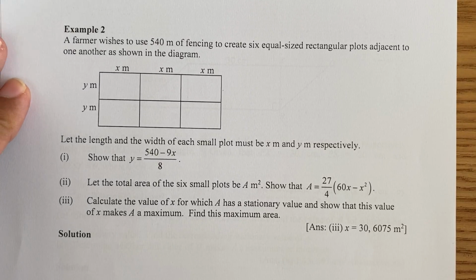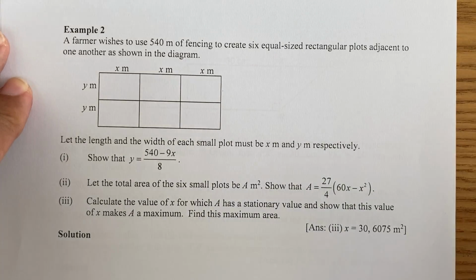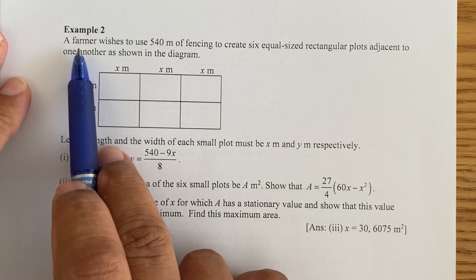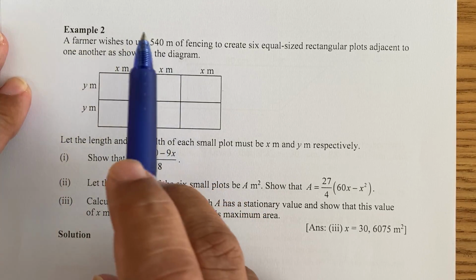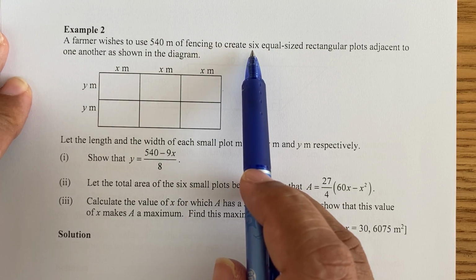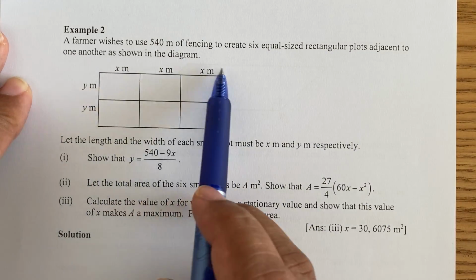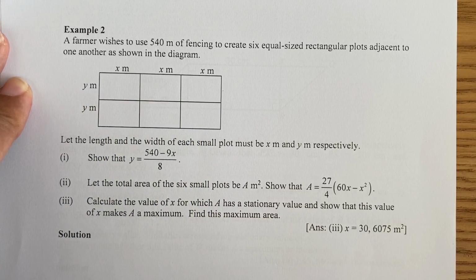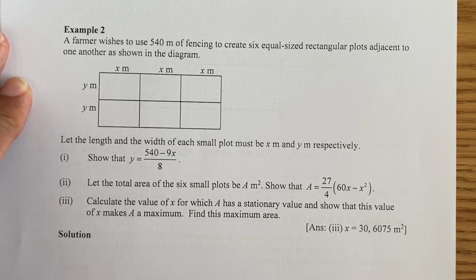Example number 2. Now again, in this example, if you read carefully, there are actually 3 variables. If the farmer wishes to use only 450 meter of fencing to create 6 equal size rectangles of this dimension, x, x, x, y, and y, all these are included. He wants to use 540 meter.